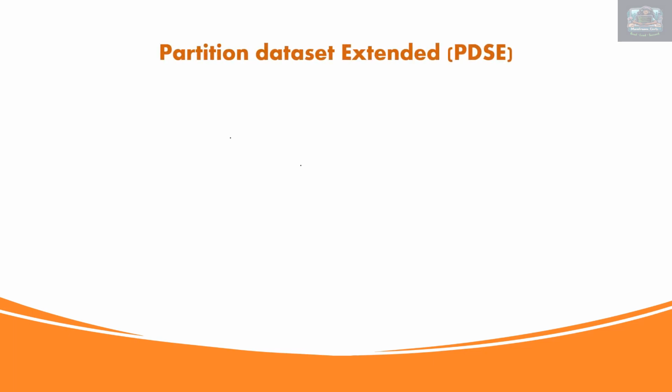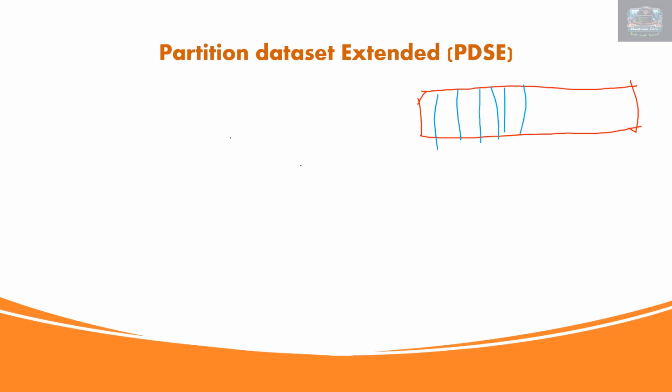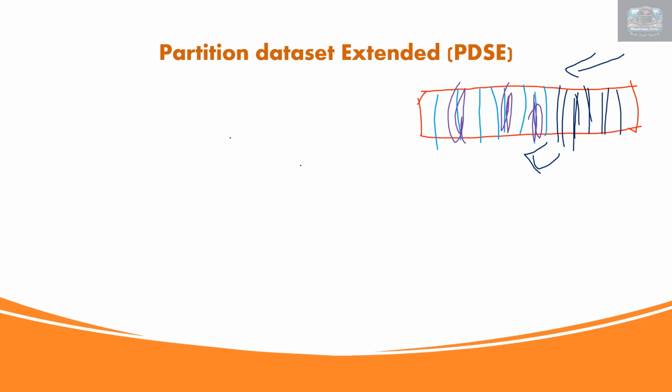The last non-VSAM dataset is partitioned dataset extended. As I've told you before, we have some disadvantages with the PDS file. Think this is a PDS file, and these are the entries in it. These are the members which are getting created, and think that this member is deleted, this member is deleted, and this member is deleted. But when a new entry comes, it doesn't go to this place. It will be appended at the end of the dataset. So new members will be appended here, as sequential entries.